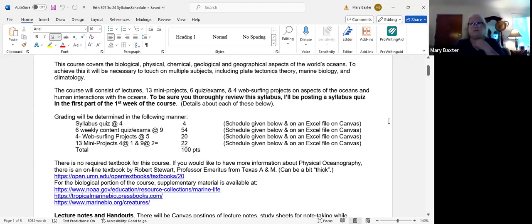The course will consist of 13 mini projects that you're going to do through the 6 weeks, 6 quiz exams, which are where you put in your answers on Moodle. Canvas. Lane uses Moodle. And then there's 4 web surfing projects that I'll talk more about in detail when I come across them later in the syllabus.